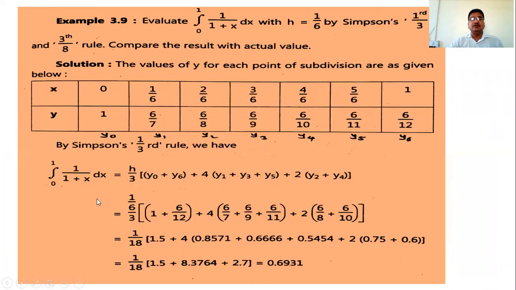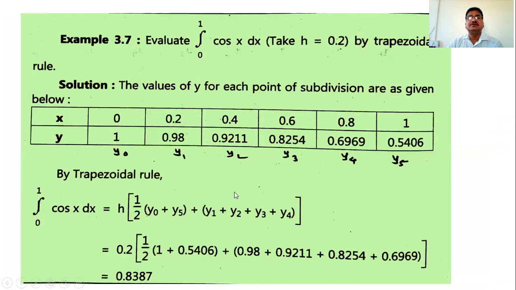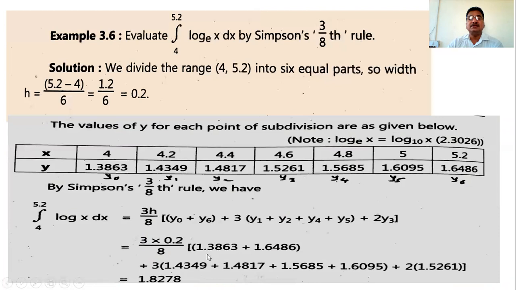So what we have to do then? Next step is what? Integration 0 to 1, 1 by 1 plus x dx. We have to apply the 3/8 rule. So h by 3, y0 plus y6, and then what? Write the formula of Simpson's 3/8 rule, that 3 times the suffixes, this formula. What is the Simpson's 3/8 rule? This is the 3/8 rule.